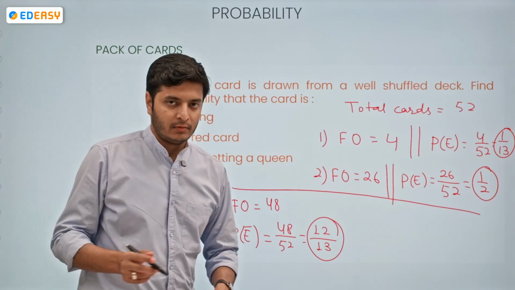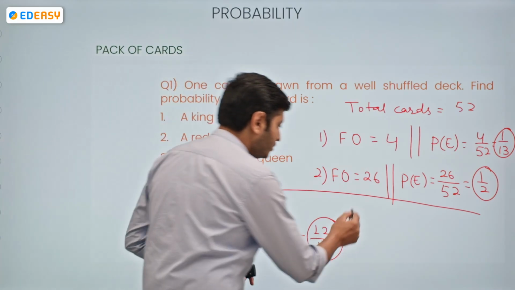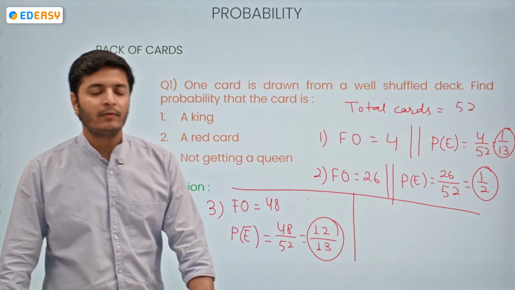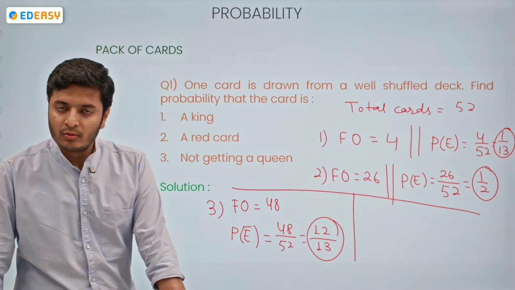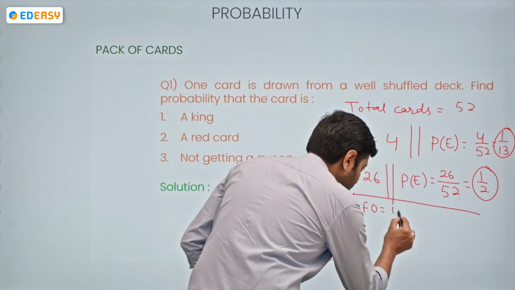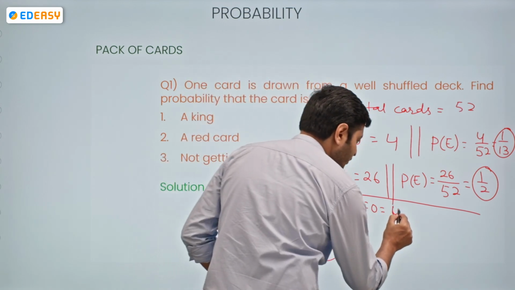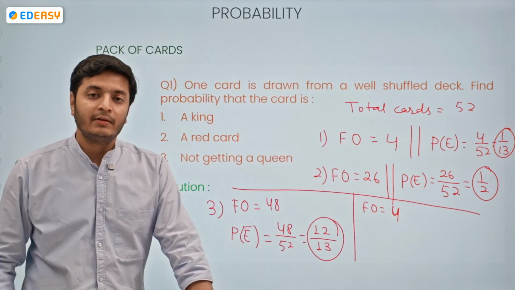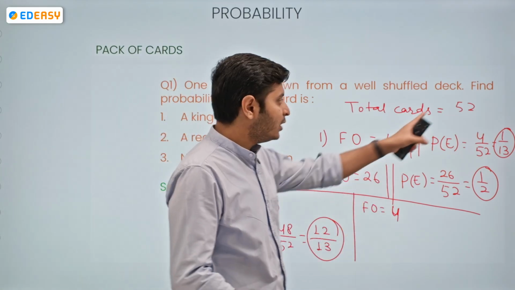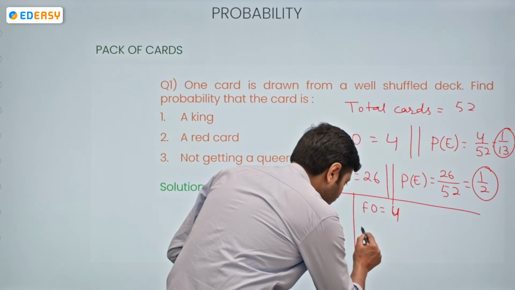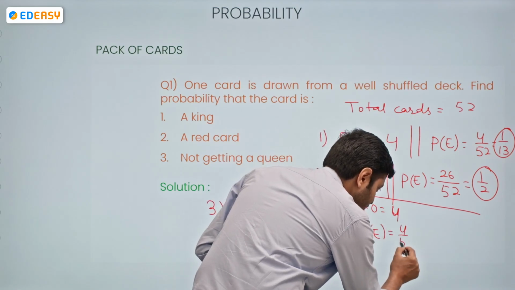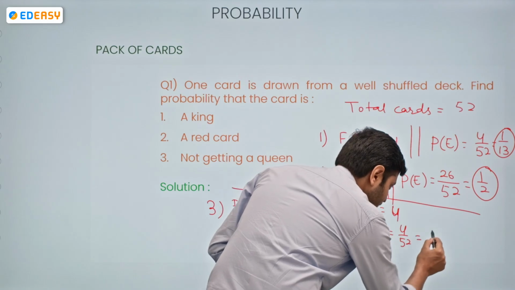What is the other way of finding this? First, we are going to find the probability of getting a queen. How to find the probability of getting a queen? We know the total number of queens is 4. So the favorable outcomes in that case is 4. You need to mention what the favorable outcomes are here, that we are calculating the probability of getting a queen. So the favorable outcomes 4, total outcomes 52. So the probability of getting a queen is 4 by 52. That is 1 by 13 again.